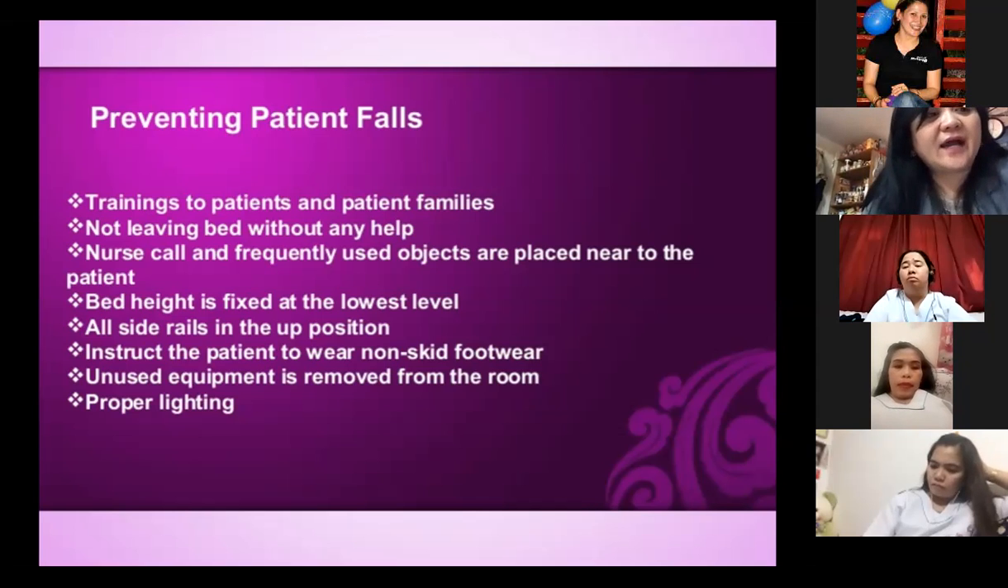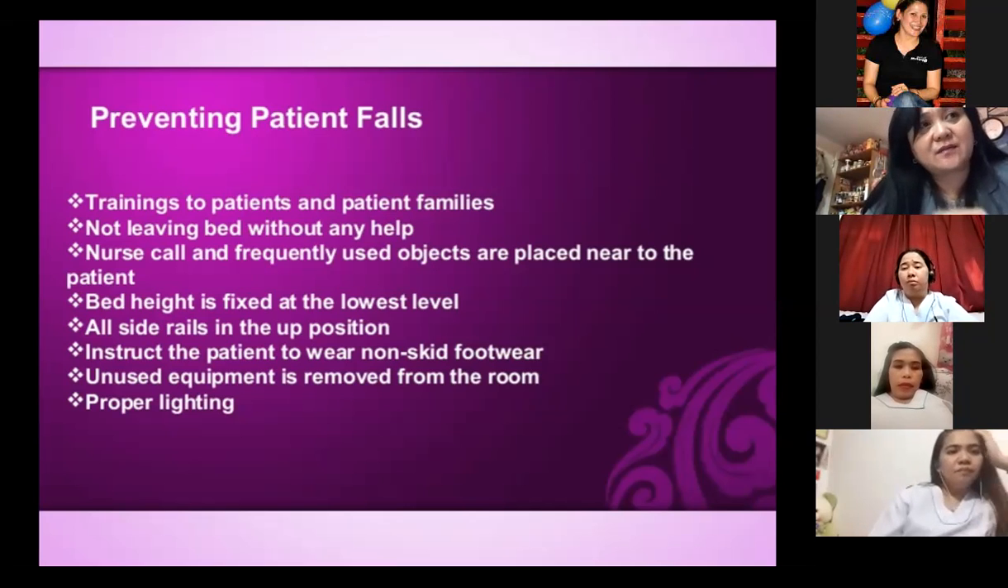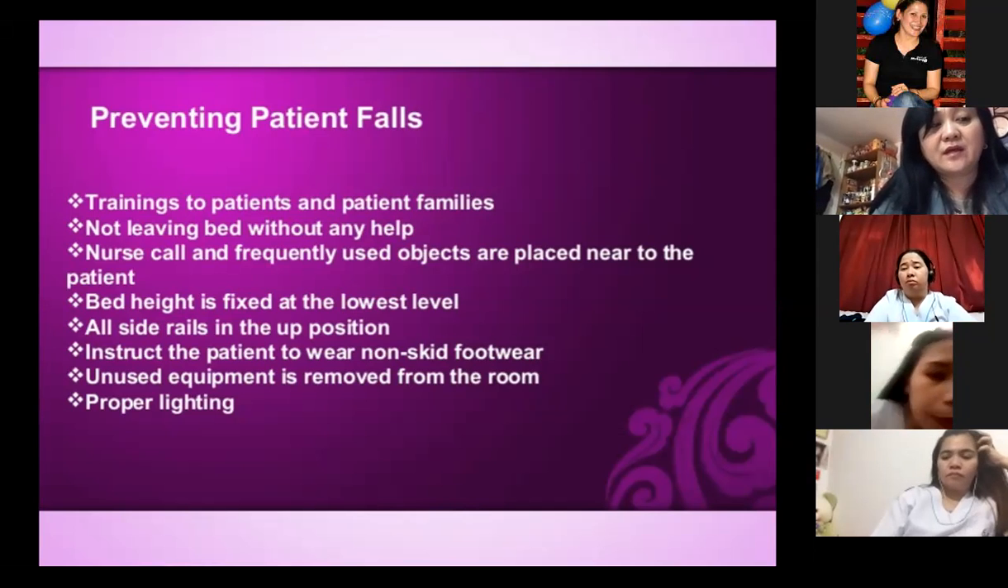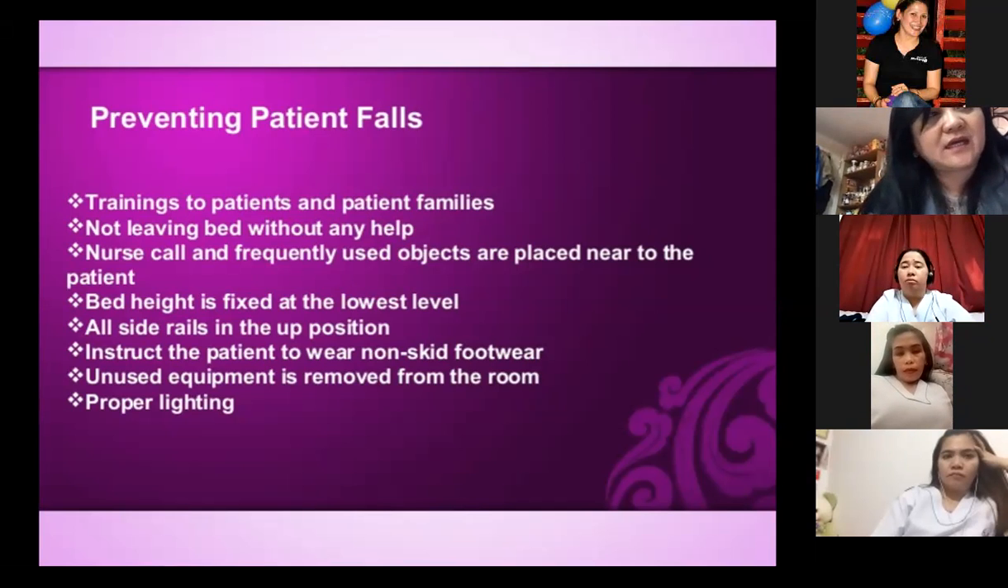Now, the bed height is fixed at the lowest level, so that when the patient falls, the height is not high. At the same time, all side rails must be in the up position. Instruct the patient to wear non-skid footwear. Also remove unused equipment from the room. Proper lighting.